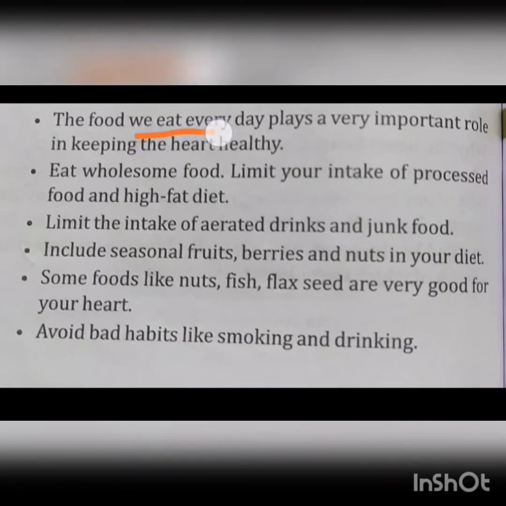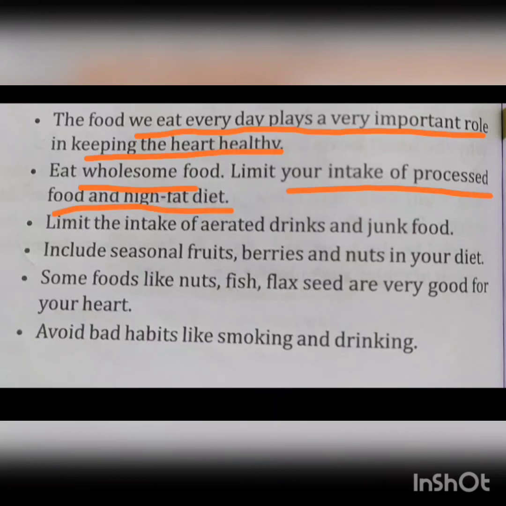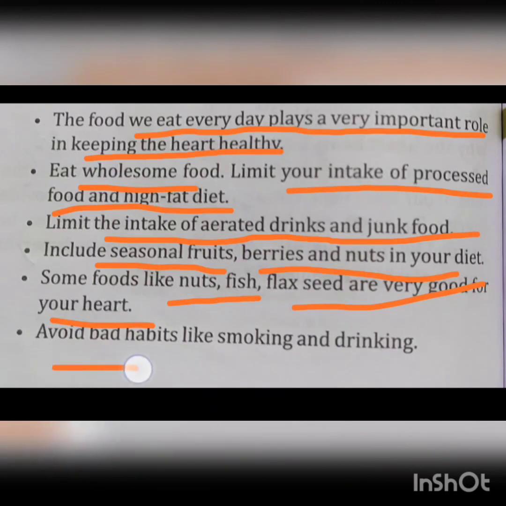The food we eat every day plays a very important role in keeping the heart healthy. Eat wholesome food. Limit your intake of processed food and high fat diet. Limit the intake of aerated drinks and junk food like cold drinks, burgers, pizzas, and so on. Include seasonal fruits, berries, and nuts in your diet. Some foods like nuts, fish, and flax seeds are very good for the heart. Avoid all the bad habits like smoking and drinking.